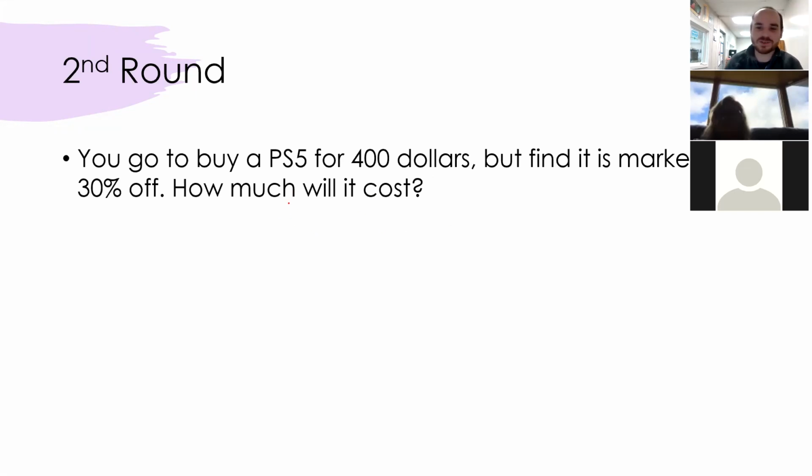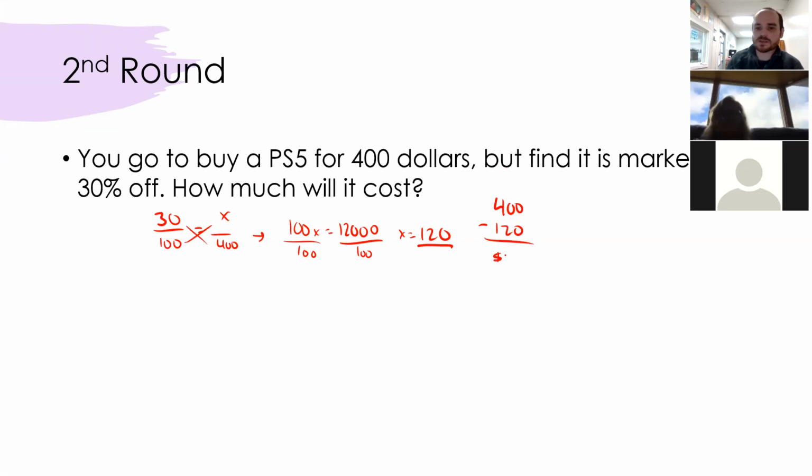Okay, so there are a couple of ways to approach this problem. The way I'm guessing that most of you did was start by making this fraction. So 30 over 100 equals x over 400. You can cross multiply, so this would go to 100x equals 1200, or is there another zero? There's another zero. We divide both sides by 100 and we get that x equals 120. But this is the discount, not the actual amount that we're going to pay. So we take 400, subtract our 120, and we get that this one is going to be $280.